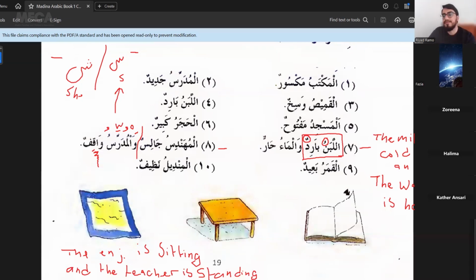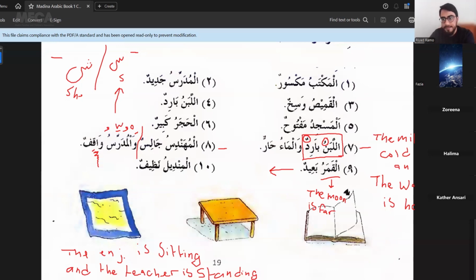Okay, next one, number 9. Fazia. Al-Qamaru ba'idun. But I don't remember the meaning. Does anyone know? Who would like to help her? Al-Qamaru is the moon. And ba'idu, is that far? Yes, the moon is far. Very good. Al-Qamaru ba'idun. The moon is far.